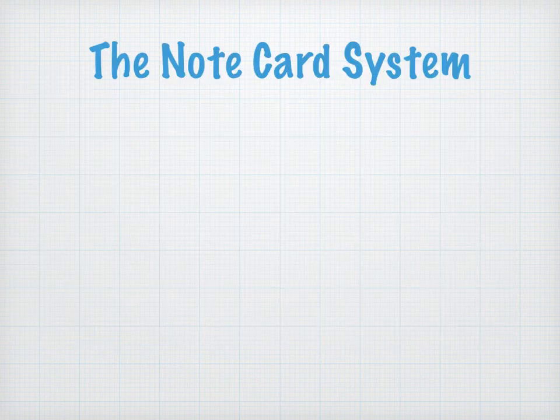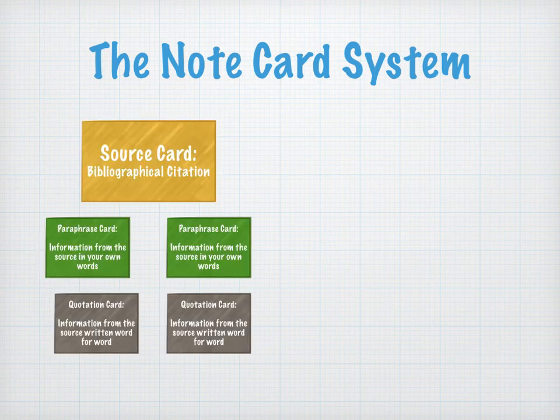Now, here's a visual that might help you understand what's going to happen. For every source, you're going to have a card that has that bibliographical citation, basically the specially formatted little line that tells us all we need to know about that source. Then you might have a few cards, maybe a couple paraphrase, maybe a couple quotation, where they have information about the source, either in your own words if it's a paraphrase, or a quotation if it's written word for word the way it appears in the source.